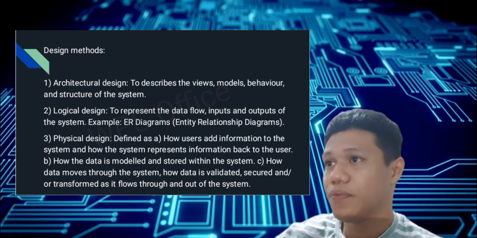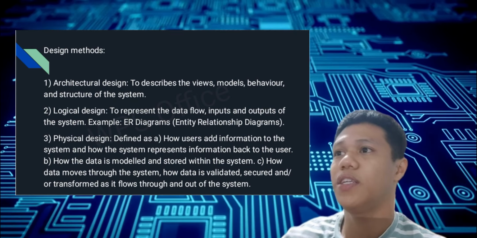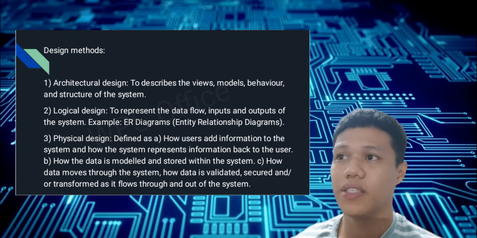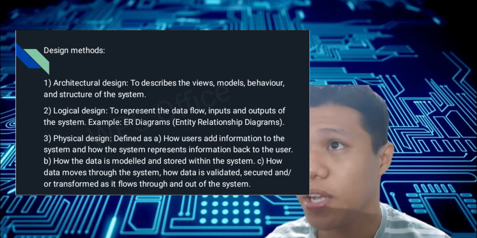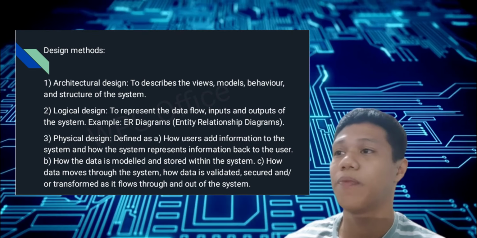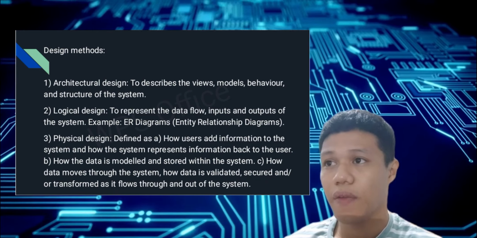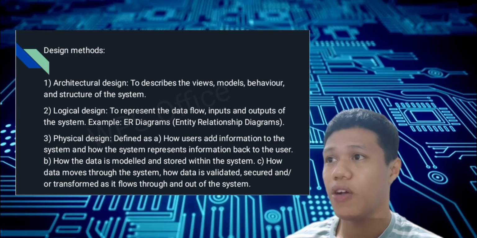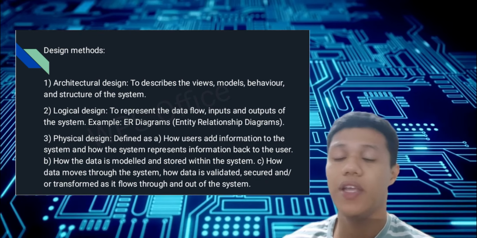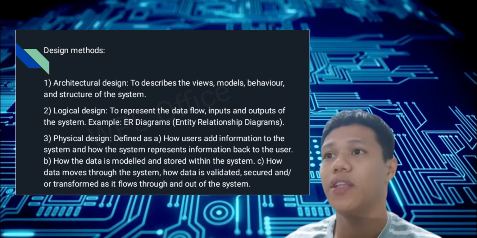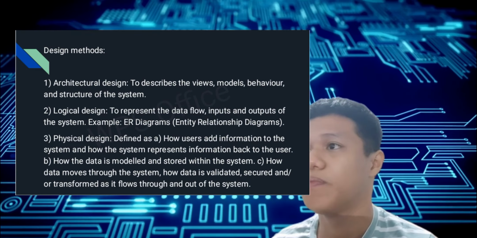Design methods. Number 1, architectural design, to describe the views, models, behavior, and structure of the system. Number 2, logical design, to represent the data flow, inputs, and outputs of the system. Example, ER diagram or entity relationship diagram.